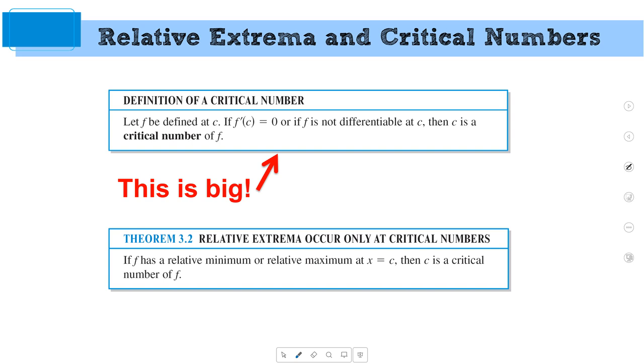We have the same relationship with relative maxima and critical numbers. All relative max and mins must be critical numbers, but not all critical numbers are max and mins. And we'll see some examples of that as we work through problems. But I wanted to make sure that you understand that relationship. A critical number can be some weird things. It doesn't necessarily make it a relative max and min, but if you have a relative max or min, it must also be a critical number.